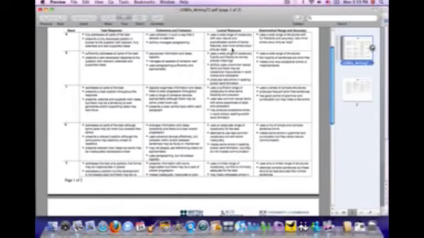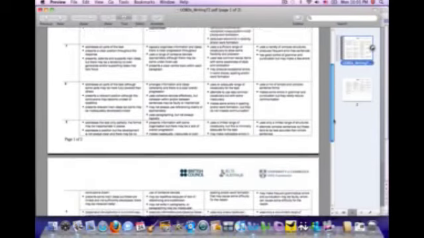Now, the difference between a Band 9 and a Band 8 is that when reading a Band 9, the examiner would have difficulty distinguishing this writing level from an essay written by a native English speaker. So the level of English written at a band 9 is comparable to that written by a native English speaker.